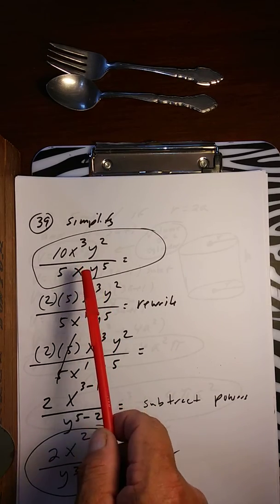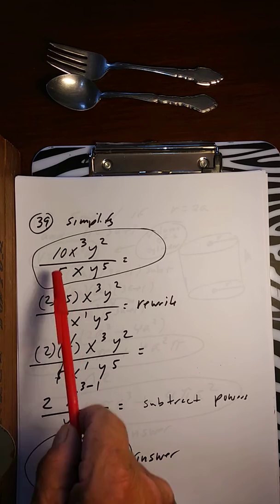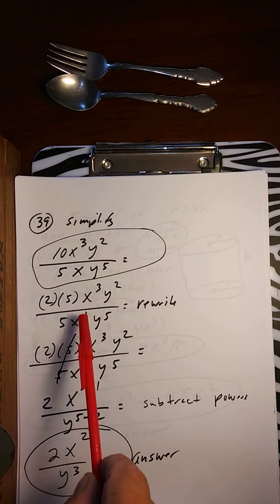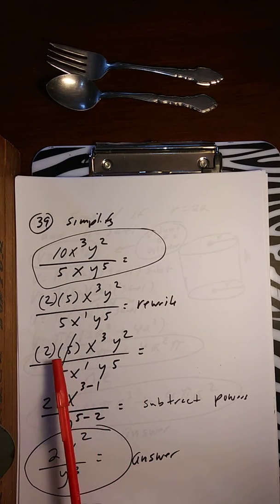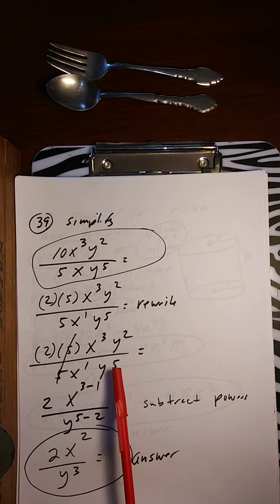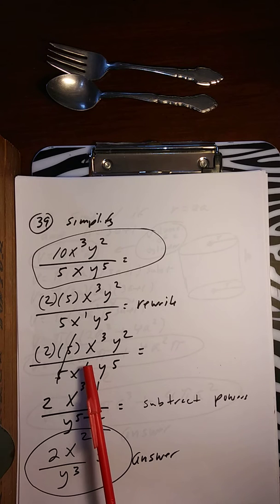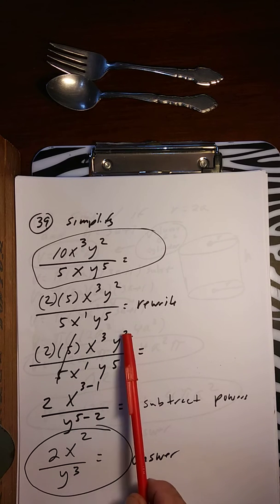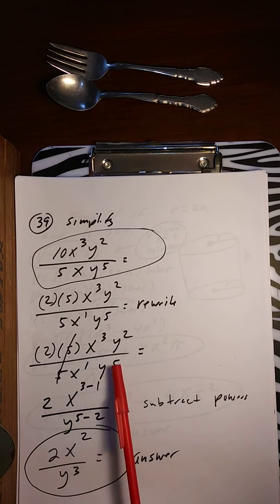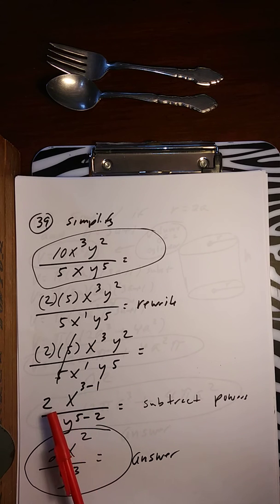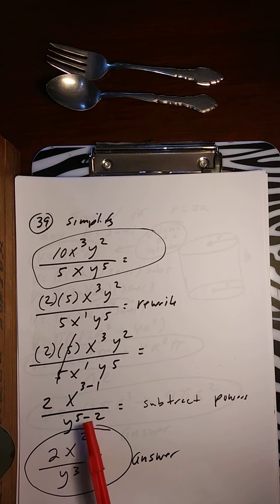Simplify this, okay? So 10 is 2 times 5, put it down, and then put a 1 right there for the x. So now let's do this. Cancel the 5s. And we have x¹, x³, y², y⁵. Subtract the powers: 1 from 3 up there, and 2 from 5 down here. Big powers down here. Big power, big power. So we have 2x^(3−1), y^(5−2): 2x²y³.